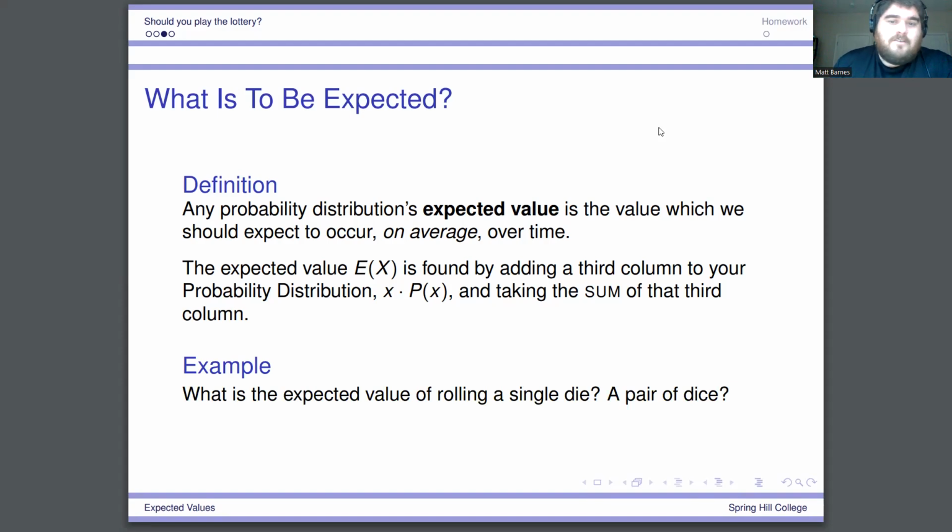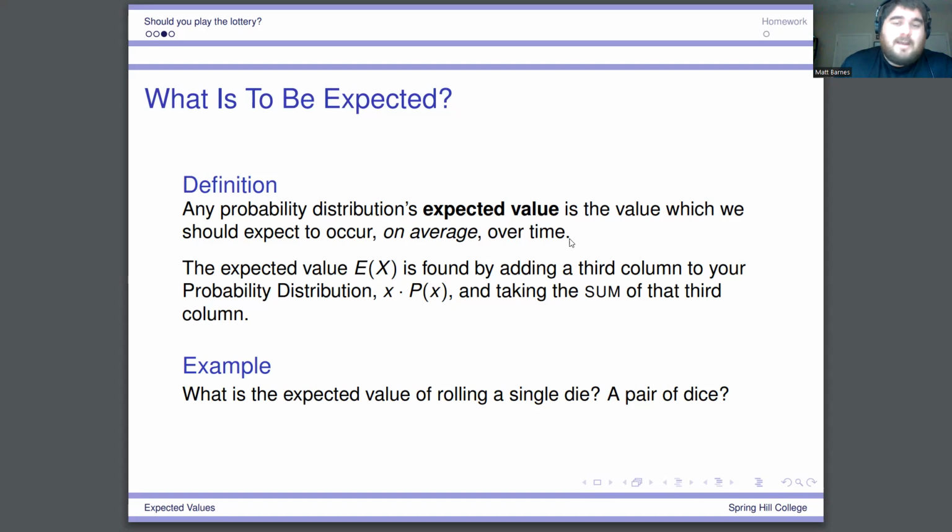So expected value for rolling a single die, I'm going to let you know now, is 3.5, right? Which is weird, right? I can't roll a 3.5 on a die. So this actually highlights something really important about our expected value. This is what we expect to occur on average over time, meaning if I rolled a die 100 times and I took the average of all those rolls, I would expect it to look like 3.5.